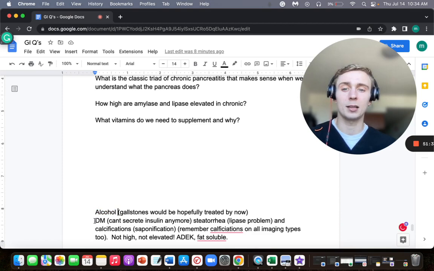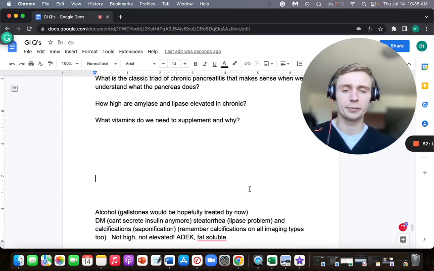The classic triad, think about diabetes signs. So they can't secrete insulin anymore because insulin is secreted from the pancreas. They'll have steatorrhea as well. Remember, steatorrhea, the fatty oily stools, because we can't absorb the fat from the food, so that's due to our lipase. That's a lipase problem. And also calcification, so remember the saponification as well. Calcifications are very classic for chronic pancreatitis on all imaging types too. So if we see calcification around the pancreas, we want to be thinking about that saponification and that chronic pancreatitis. But remember, diabetes, steatorrhea, and calcifications.